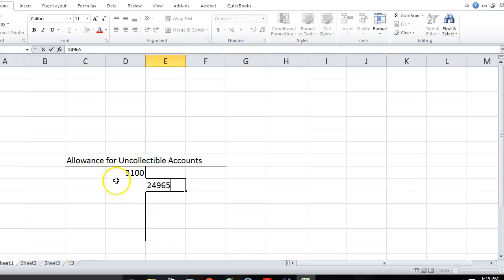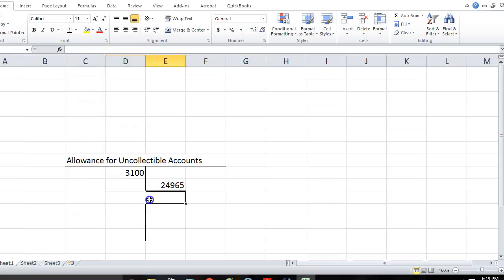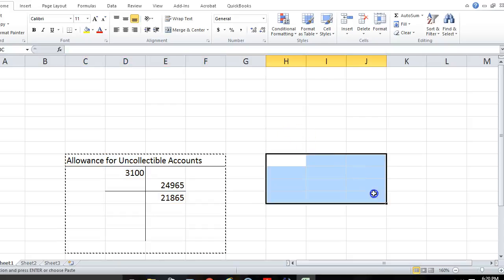$24,965. If that is a credit, won't our new debit balance be this minus our debit, which will give us a new credit balance of $21,865? Does that make sense? That's under the percentage of sales method.